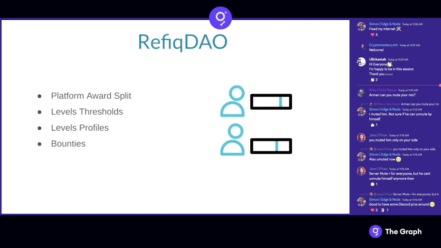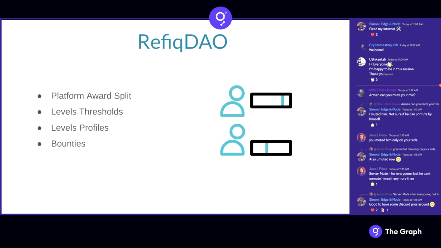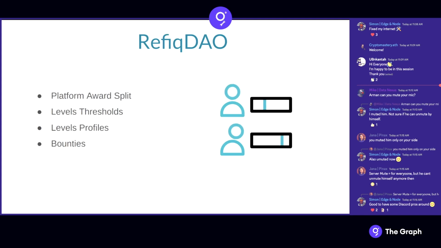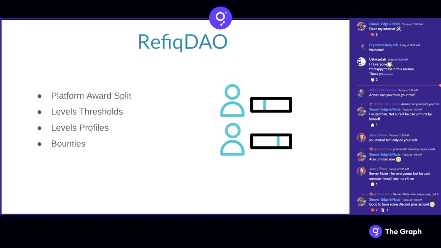For example, it can define bounties for additional features for the platform, or it can use it as a commission for artists creating new profile pictures. Also, the DAO is responsible for setting the share of the platform from each award, the threshold of the levels, and how much XP each one is going to have.